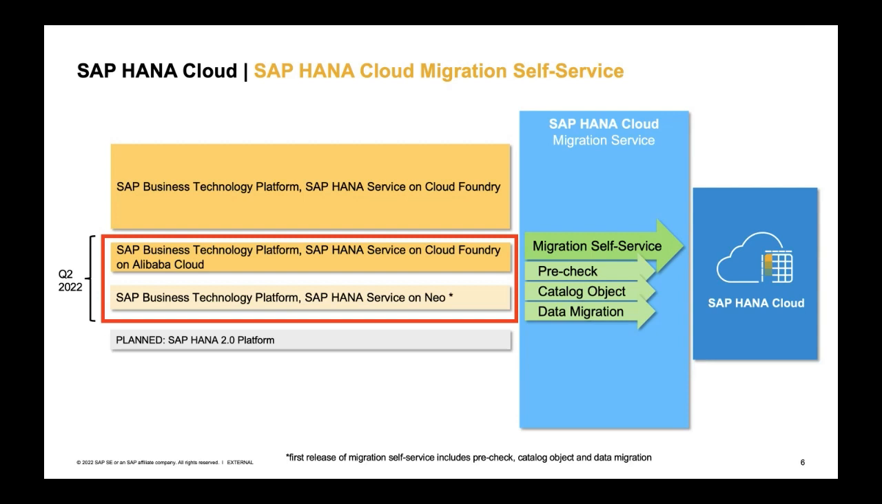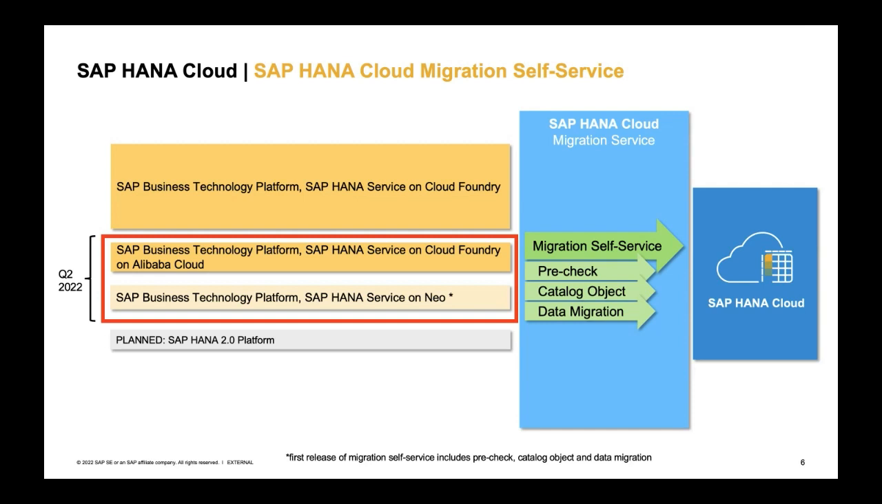The pre-migration checker makes migration to SAP HANA Cloud easier. Now every migration has a source that you migrate from and a target that you migrate to. So for this pre-migration checker, the source is SAP HANA service and the target is SAP HANA Cloud. So yeah, let's remind ourselves what these are.